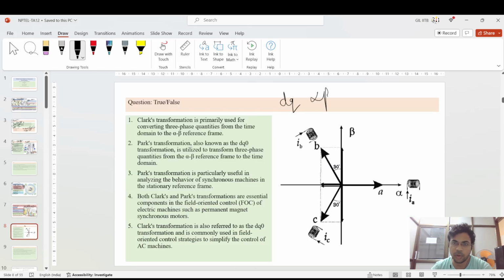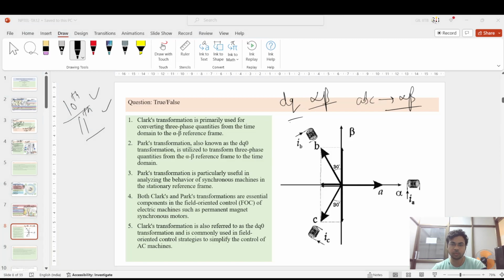So I have one question related to this DQ frame and the alpha beta frame, how it is being converted. There are five statements, and you have to tell me which statements are true and which are false. Because in the 11th tutorial session and the 10th also, I have explained this thoroughly. I will explain today also, but I hope you can solve this question.